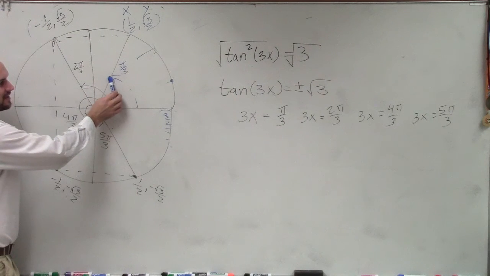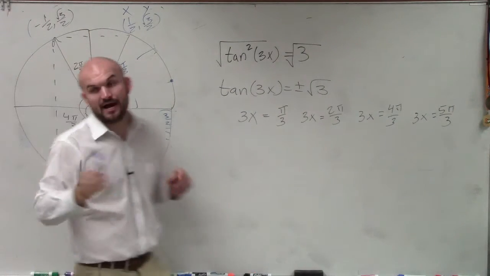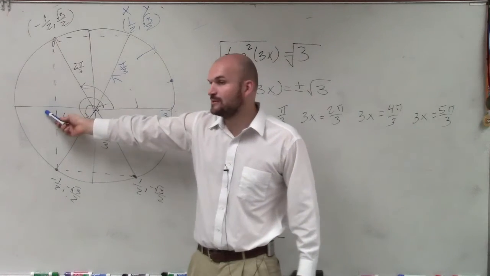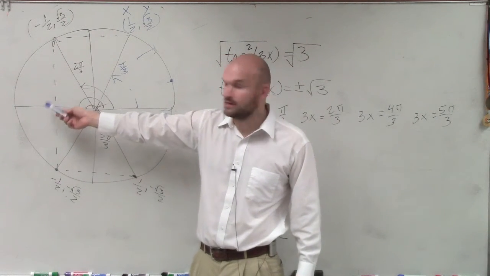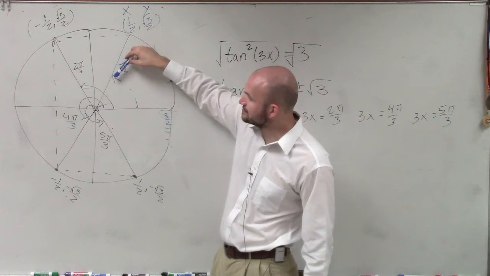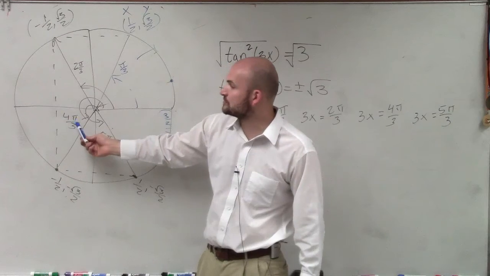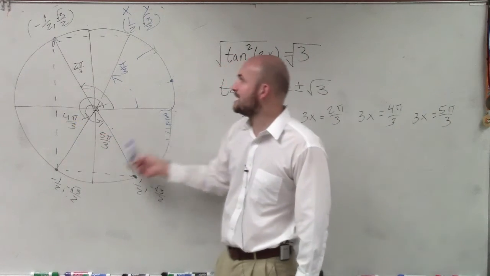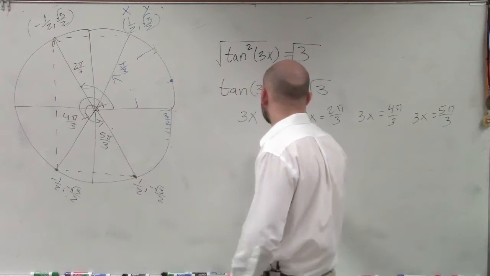If here's pi over 3, to get to the next solution, I have to add another pi over 3. But if I add another pi over 3 to that, that takes me to 3 pi over 3, which is not a solution, correct? So to get to my next solution, I would have to add pi, which would take care of my solution 4 pi over 3. And then if I added pi again, that would take me to pi over 3. So let's find all the solutions first.